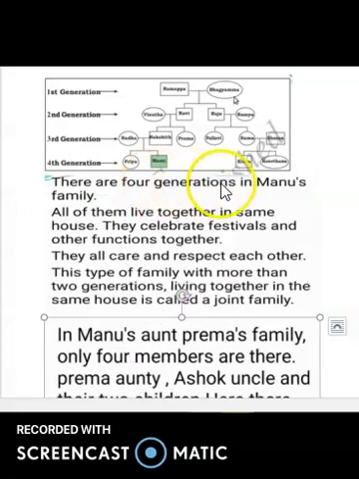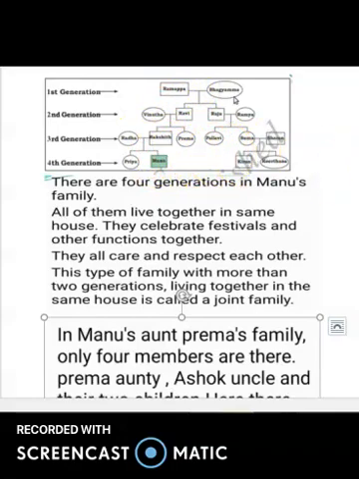So now you see, children, that Manu's family has four generations. 1, 2, 3, and 4. All of them live together in the same house. They celebrate festivals and other functions together. They all take care and respect each other. This type of family with more than two generations living in the same house is called a joint family.